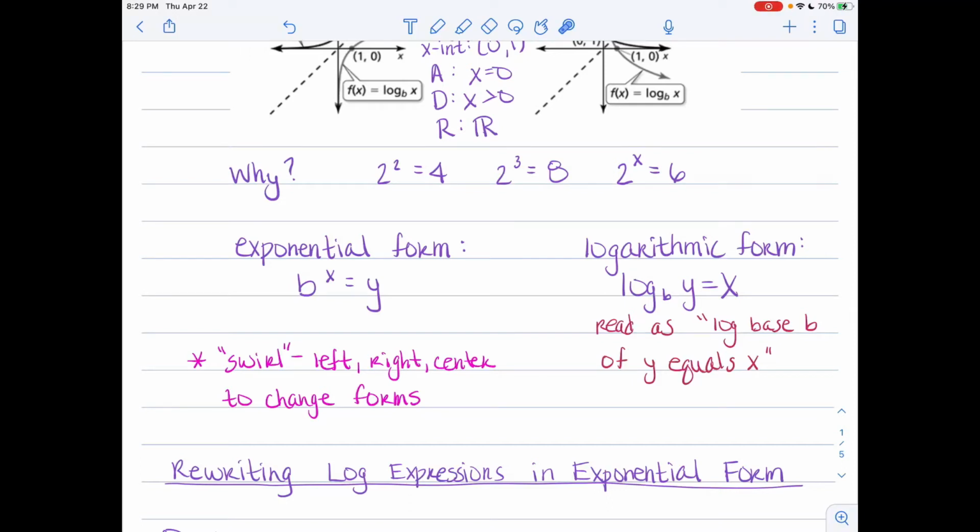So I want to talk about the why. Why do we need an inverse, and why do we even need logarithmic functions? So this is the reason. We can take 2 and raise it to the second power and get 4. And we also know that 2 raised to the third power is equal to 8. But what power could we raise 2 to and get a 6?